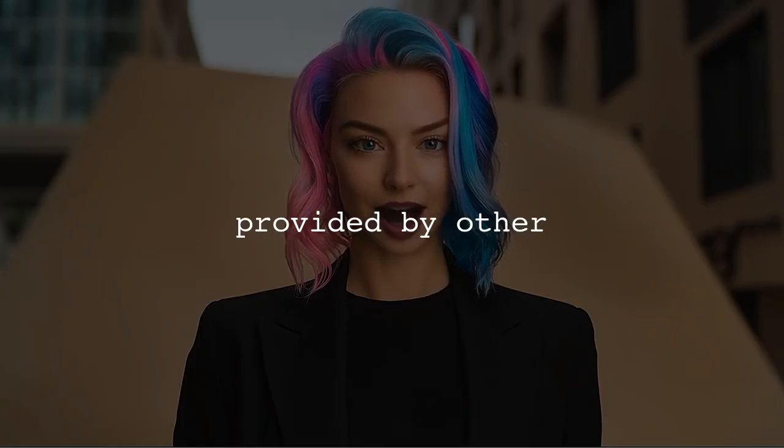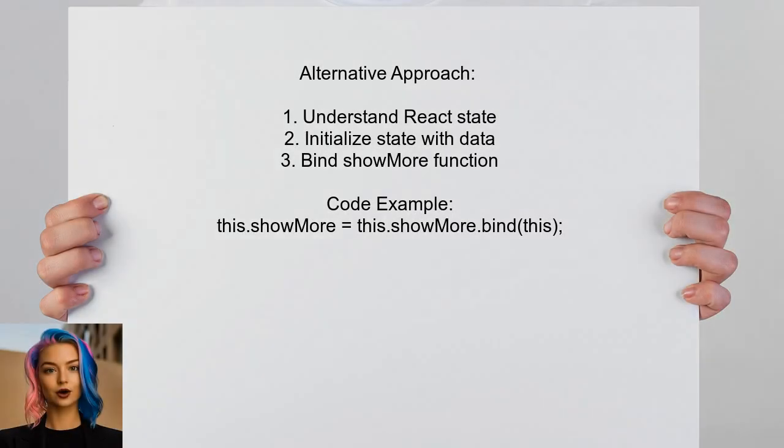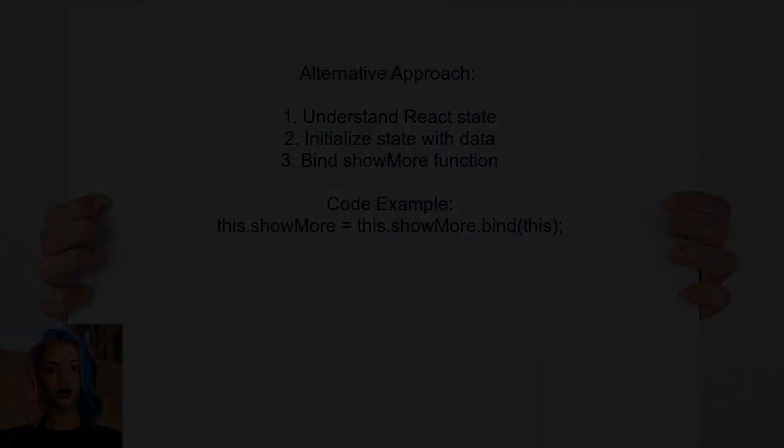Now let's look at the answers provided by other users. An alternative approach suggests understanding the concept of state in React. The user emphasizes that when the state changes, the render function is called again, allowing for dynamic updates. They recommend initializing the state with the data you want to display and binding the Show More function to ensure it refers to the component correctly.